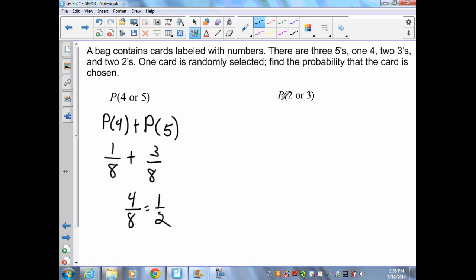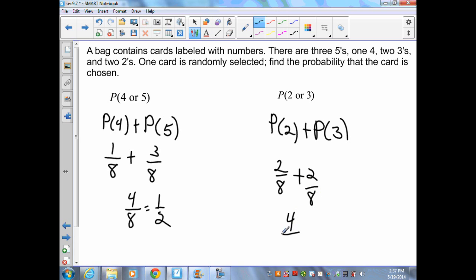Here, I want the probability of a 2 or a 3. Therefore, it's, again, mutually exclusive, so I need the probability of a 2 plus the probability of a 3. Again, I have a total of 8 cards. Probability of a 2 is 2/8. The probability of a 3 is 2/8. And their sum is 4/8. And again, I get a half.